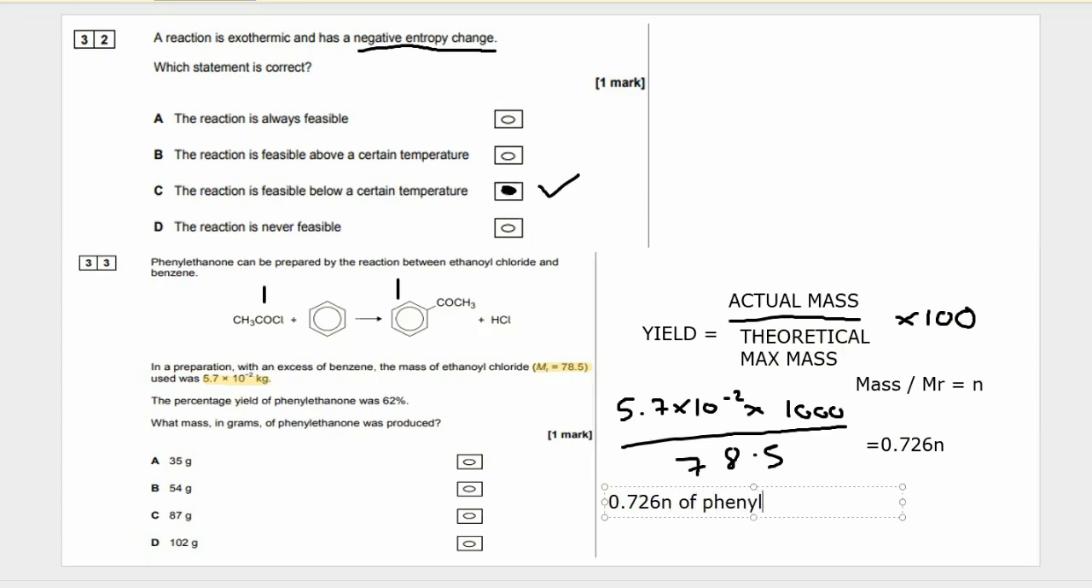So 0.726 of phenylethanone times its MR, which is C6H5COCH3. And if you add that all up, that's going to become 120. So you times 0.726 by 120.